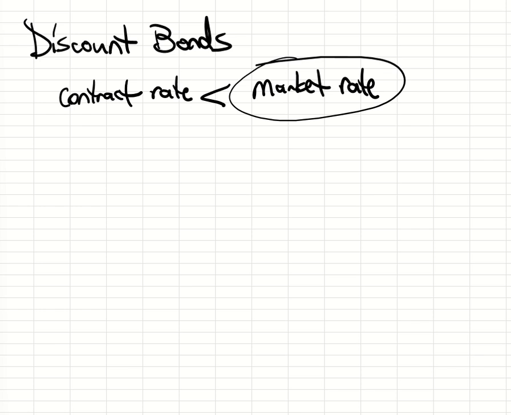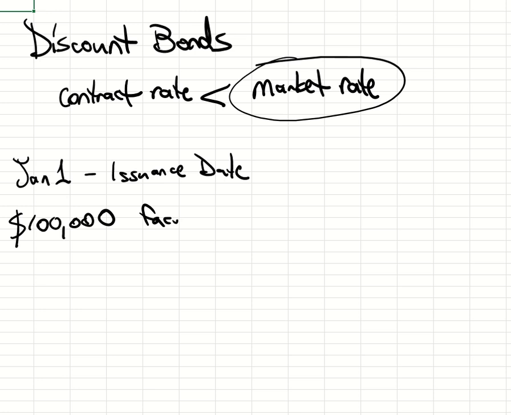Okay. So what I want to do is actually just provide an example here or a scenario. So we're going to say that a bond was issued on January 1st. This is the issuance date. And the bond had a face value of $100,000. Okay, this is the face value. And it was issued at 97. Okay, what does that mean? 97.